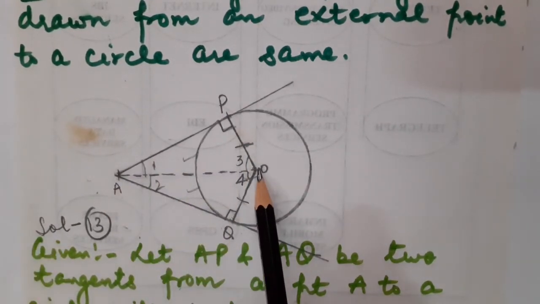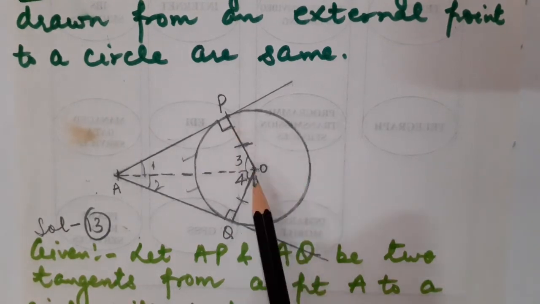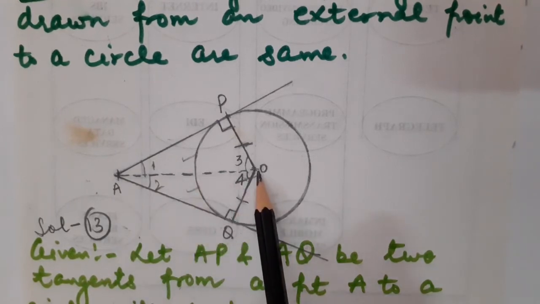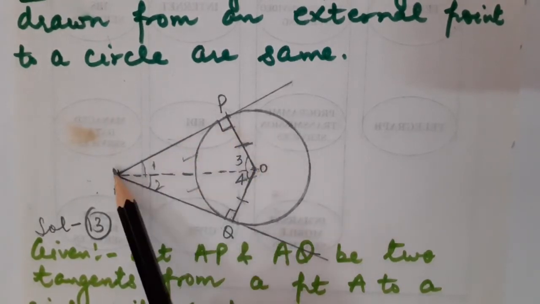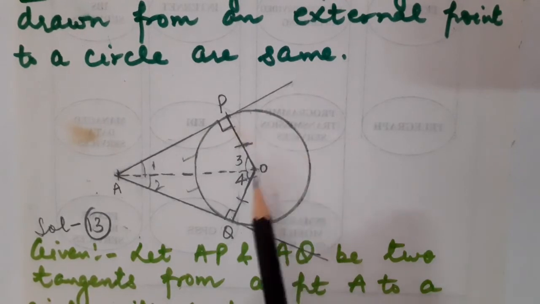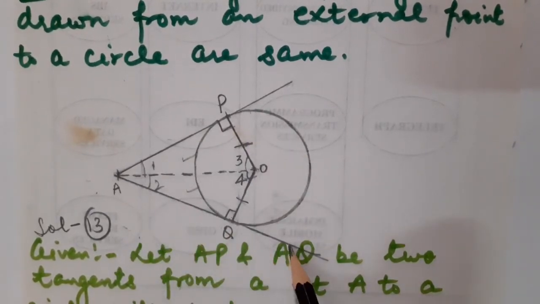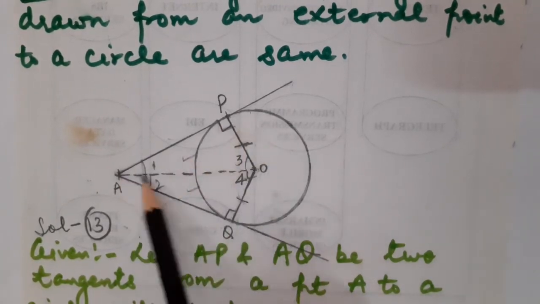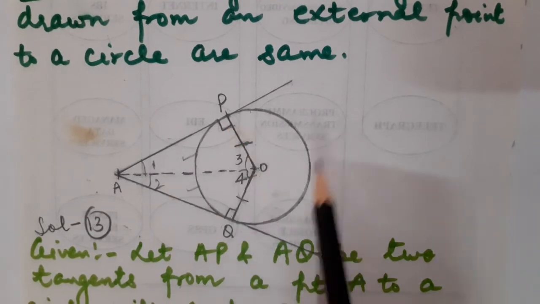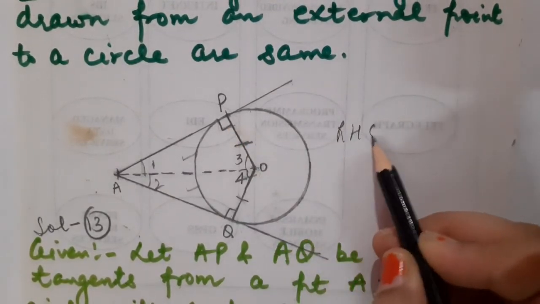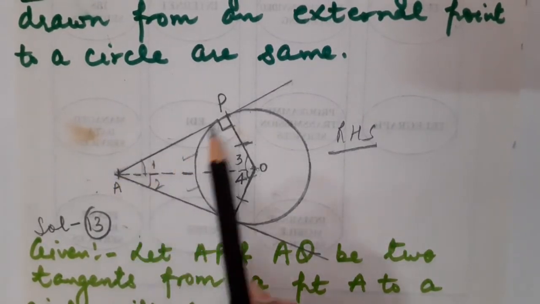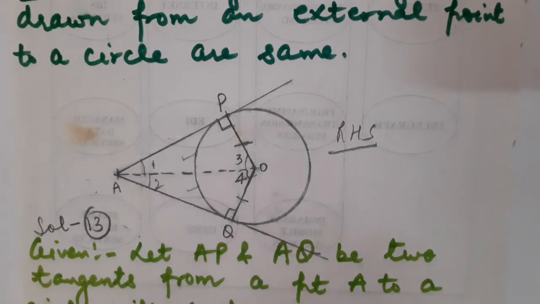What I am going to do? Just have a look. OP is equal to OQ. They are radii of the circle. AO is common. Fine. And OP is perpendicular on AP and OQ is perpendicular on AQ, as radius is perpendicular to the tangent at the point of contact. So this is right angle, this is hypotenuse and this is another side. So which criteria I have applied? That is RHS criteria of congruency. So by CPCT I can say that AP must be equal to AQ.